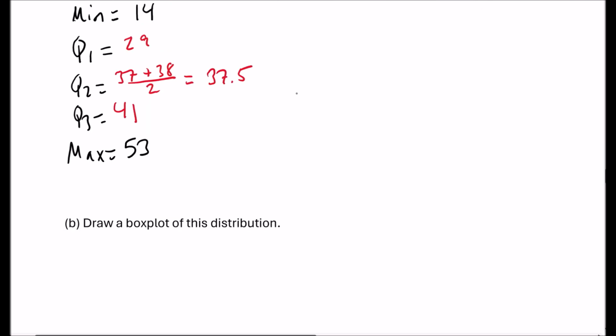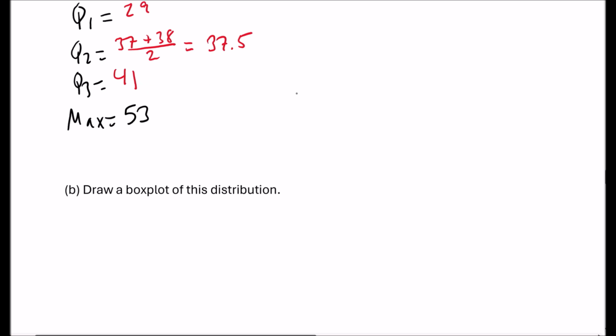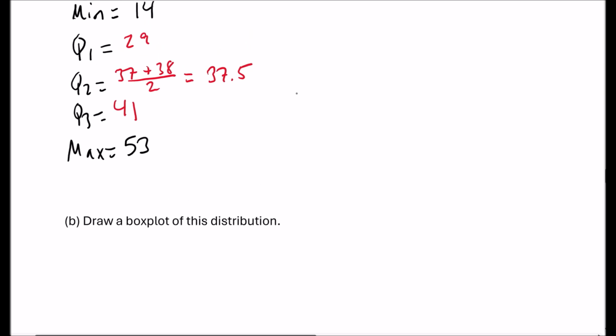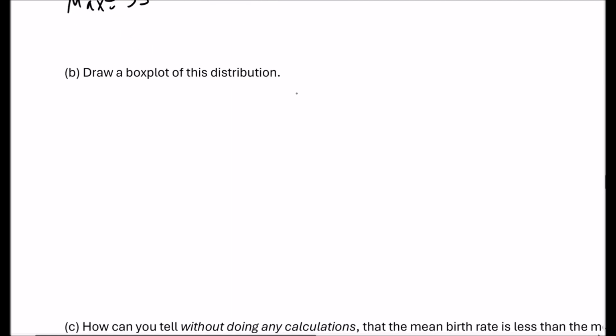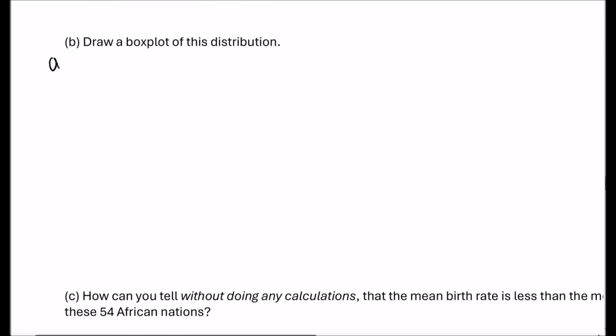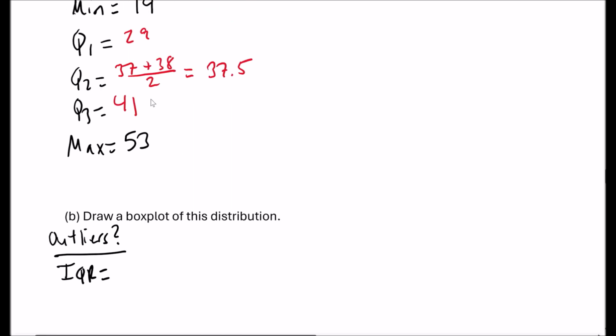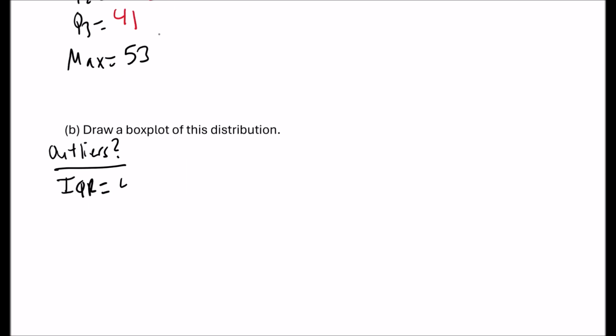Now they wanted you to draw a box plot. Using this, we can draw the box plot. Before we do the box plot, we need to determine if we have any outliers. So, do we have any outliers? We have to show our outliers as part of this. We know that the IQR is the third quartile minus the first quartile. So it's 41 minus 29, which is equal to 12.